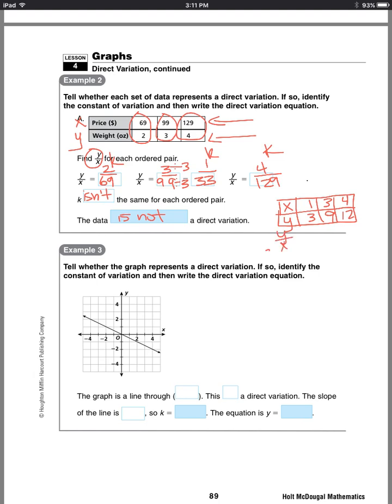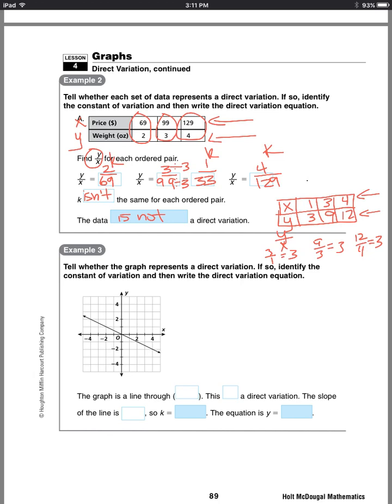So we're going to have 3 over 1, which equals just 3. We're going to have 9 over 3, which equals just 3. And we're going to have 12 over 4, which equals just 3. Because all of these divide out to the same number, that is direct variation.